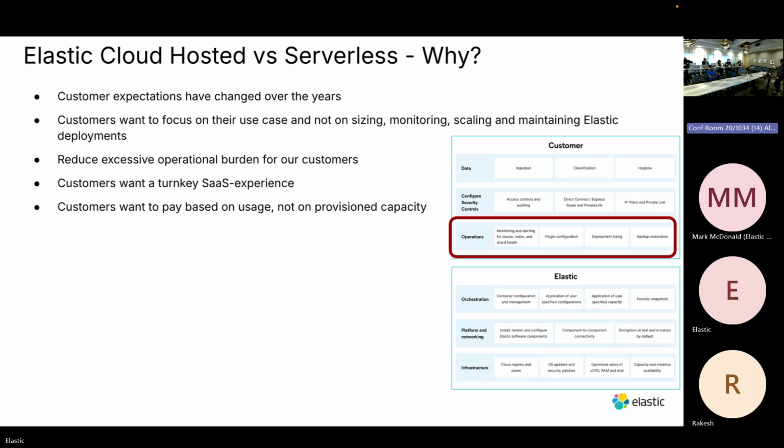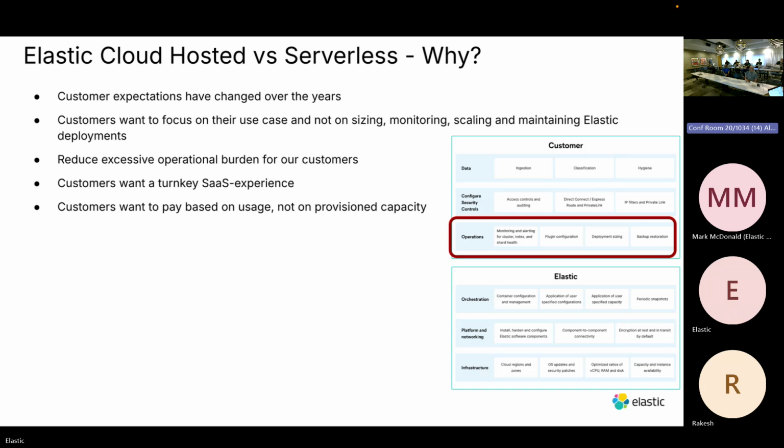So if you look at the slide, which has a graph or image on the right side, you can see this layer of operations, which is highlighted, which includes maintaining the cluster, sizing the cluster, and having a backup restore option. This is currently in the hands of the customer in hosted. With serverless, we take that whole bucket and move it into the management of Elastic, which means customers only need to care about the data and configuring the security controls. That's it.